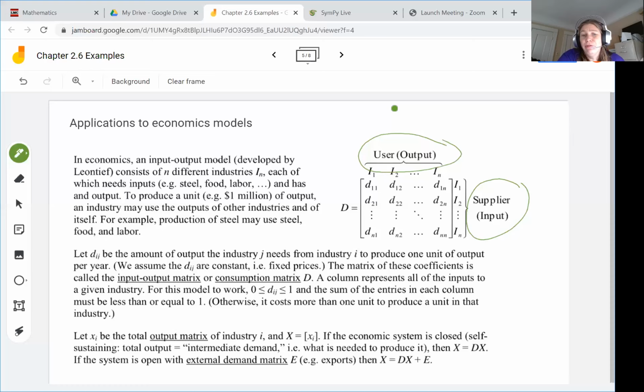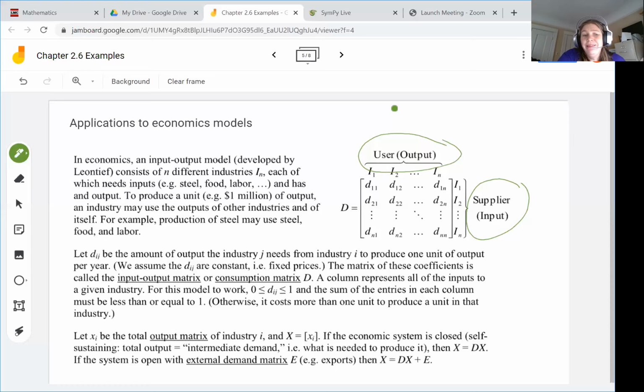We are going to assume that these are fixed prices, so our values are going to be constants. We're not going to have variables inside our matrix. And so the matrix of these coefficients is called the input-output matrix, or the consumption matrix D. A column represents all of the inputs to a given industry. So each industry corresponds with a different column here. And then for this model to work, the sum of each column has to be less than or equal to 1. Otherwise, it costs more than 1 unit to produce a unit in that industry. So all of our values here are going to be between 0 and 1.